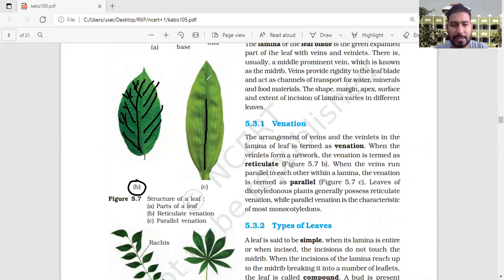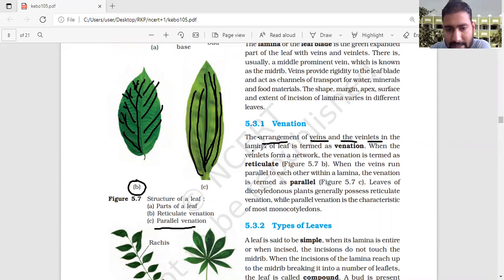And in this type of venation, where they are not like that, they have the parallel type of venation. This is the parallel venation found in monocots. Now the arrangement of veins and veinlets in the lamina of the leaf is termed venation. The reticulate venation is found in dicots.